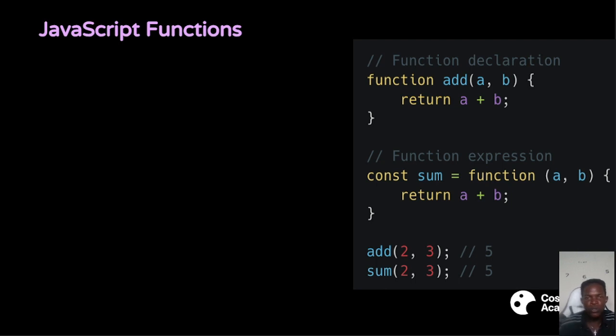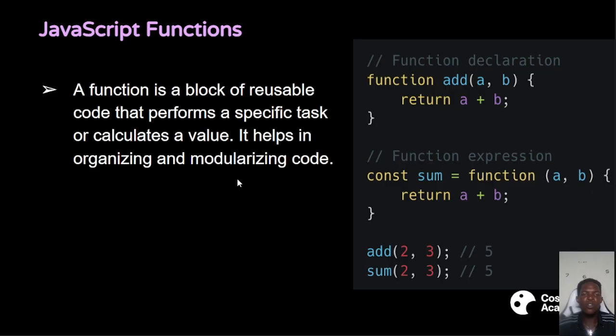So without further ado, we'll go a little bit further into our introduction to JavaScript. Now we're going to talk about JavaScript functions. Like I said, functions in JavaScript are the same thing as functions in other computer languages. The difference is the syntax, the spellings, and how it is being presented. So a function is a block of code, a block of reusable code. Mark that word, reusable code that performs a specific task or calculates a value.